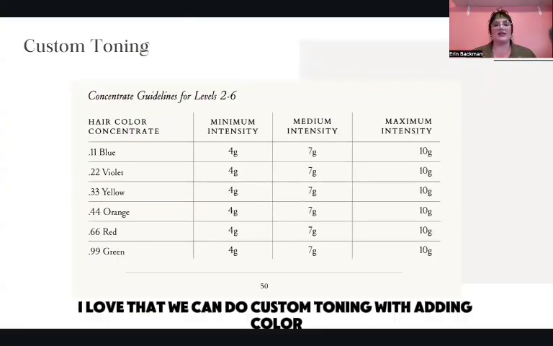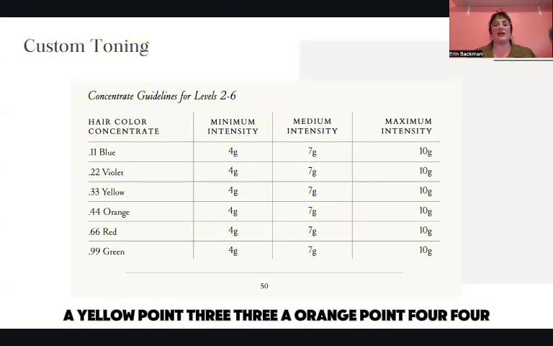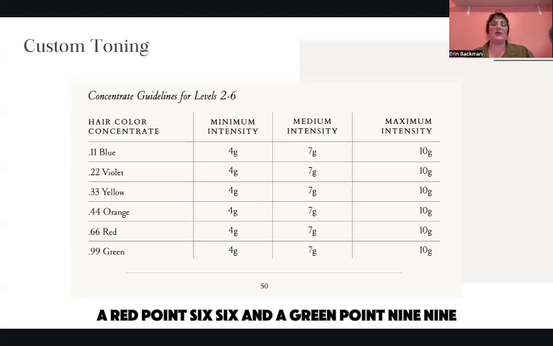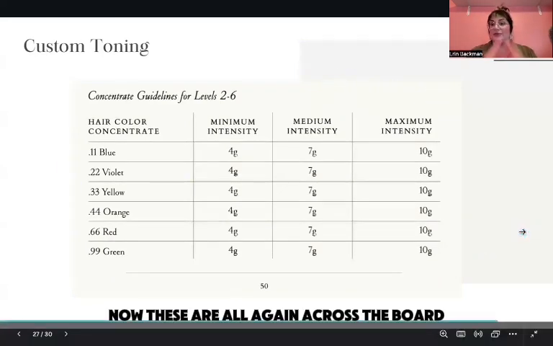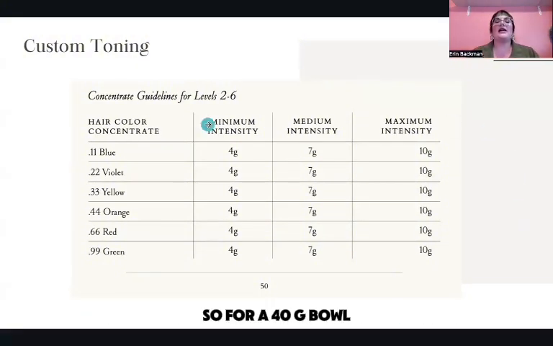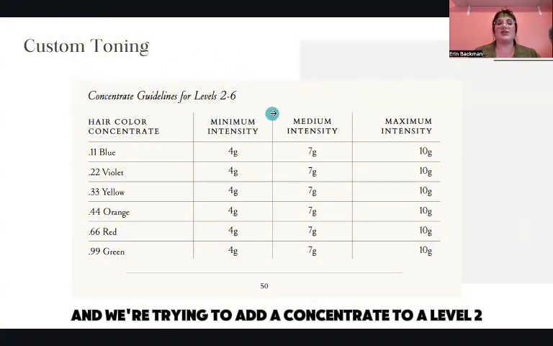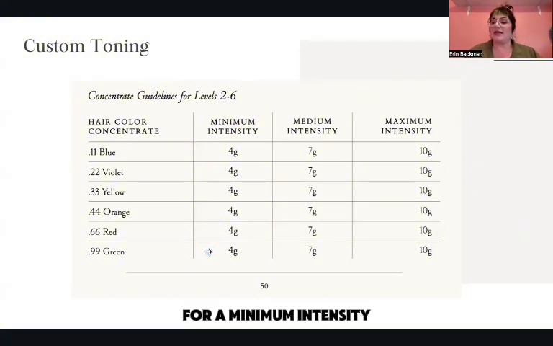I love that we can do custom toning with adding color, hair color concentrates with Arete. So they have a blue or a 0.11, a violet 0.22, a yellow 0.33, an orange 0.44, a red 0.66, and a green 0.99. Now, these are all, again, across the board, 40-gram bowls are the examples that they're using. So for a 40-gram bowl, and we're trying to add a concentrate to a level 2 to a level 6, we are going to add 10% of our formula for a minimum intensity.